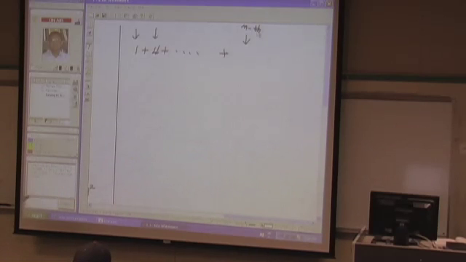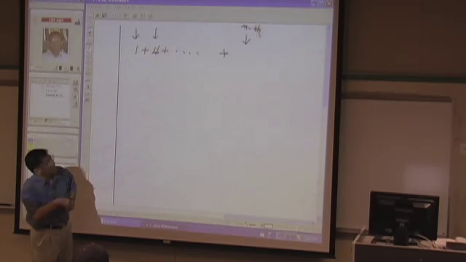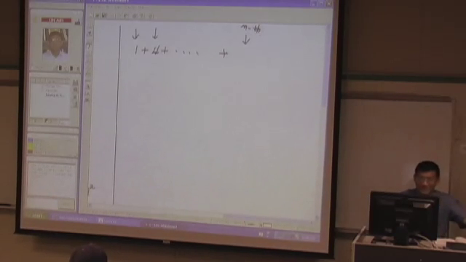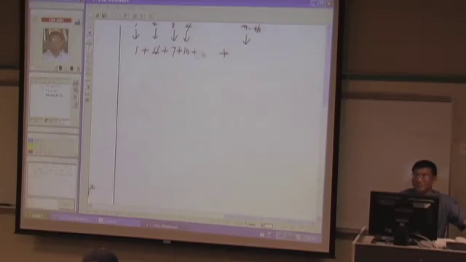Can you guess? First term is 1, second term is 4. I will write more terms then. First term is 1, second term is 4, and the third term is 7, and then next term is 10. Then can you guess what is the nth term?